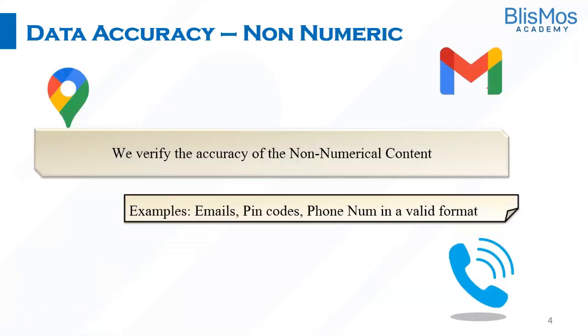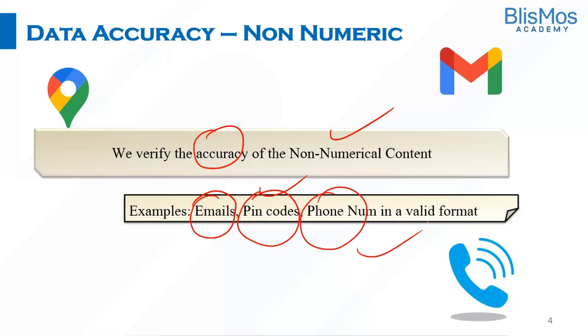When we say data accuracy in terms of non-numeric, we are talking about the values which cannot be averaged, which cannot be added, which cannot be treated as numerical values. Here, we verify the accuracy of the non-numerical content. For example, whether the email ID given is right or not, whether the pin code mentioned as a part of the address column in the table is right or not, and whether the phone number is in a valid format or not.